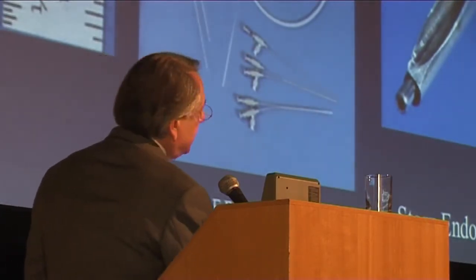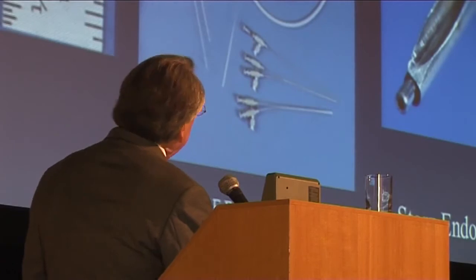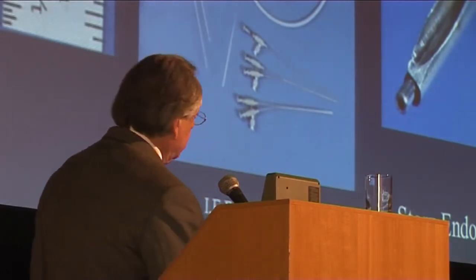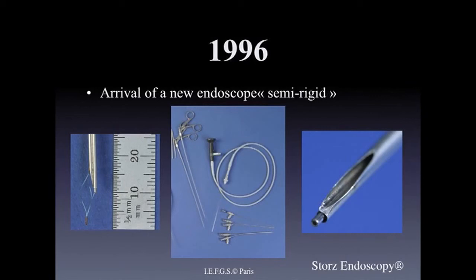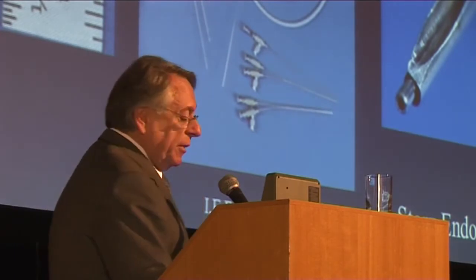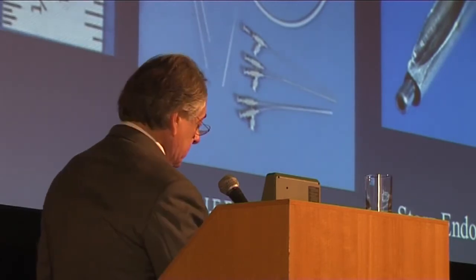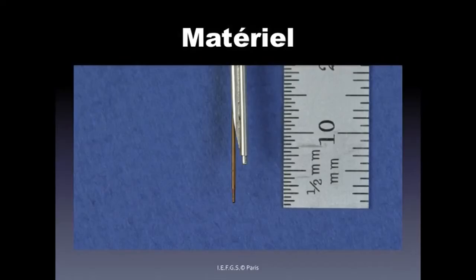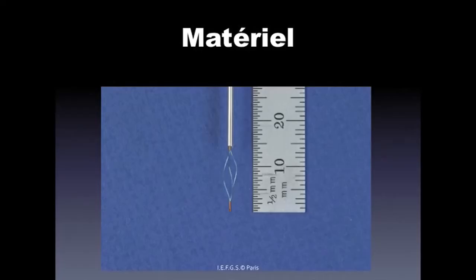In 1996 and 1997, we had a new material made by Storz, called semi-rigid, which is not flexible at all, and we have a working channel inside. That means that we can put the basket probe just inside, through the working channel. That was more interesting for us. You see the material here, once again made by Storz. That was the first one with the working channel. Here you see the basket probe also, and you see a stone here. What happens when we catch the stone?